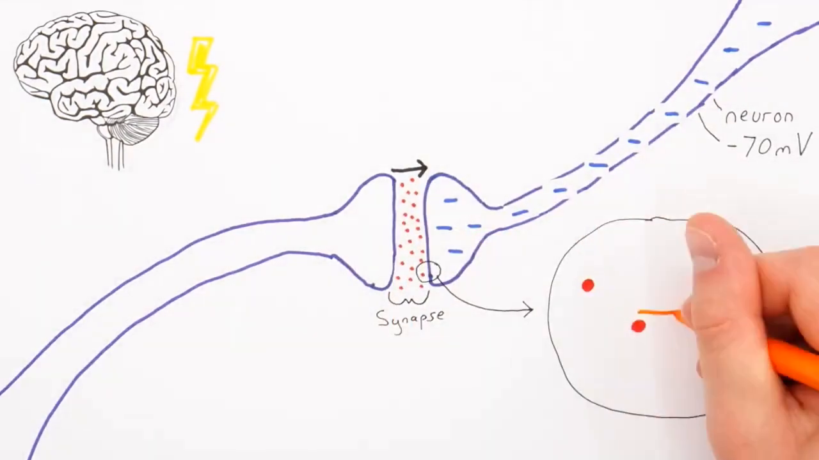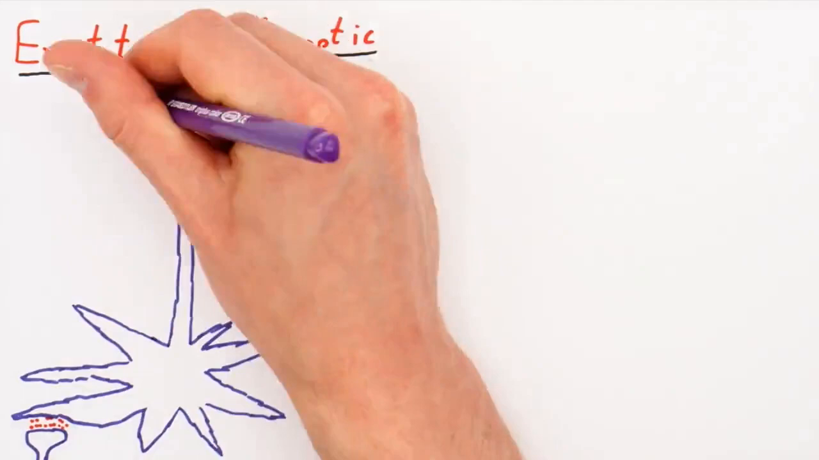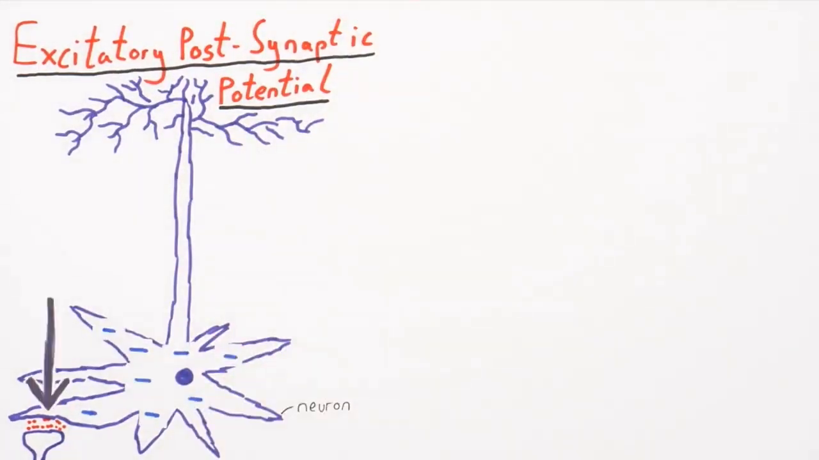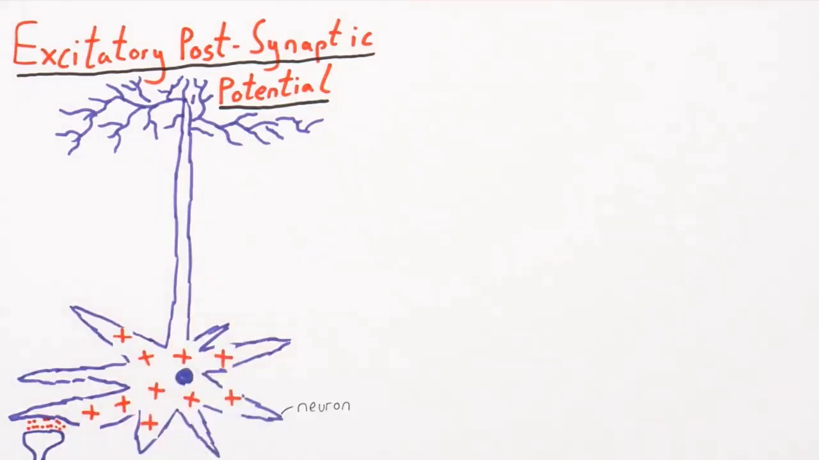Once neurotransmitters reach the next neuron, they bind to receptors where one of two things can happen. Something called an excitatory postsynaptic potential or something called an inhibitory postsynaptic potential. What are those? An excitatory postsynaptic potential is where neurotransmitters binding causes positively charged particles, called ions, to flow into the neuron, making the inside of the neuron more positive.